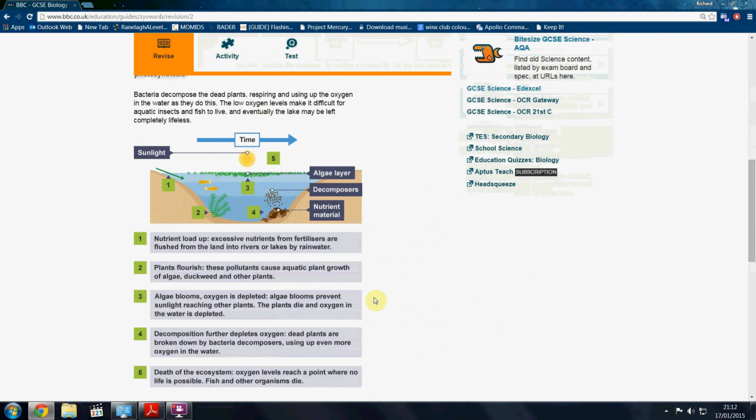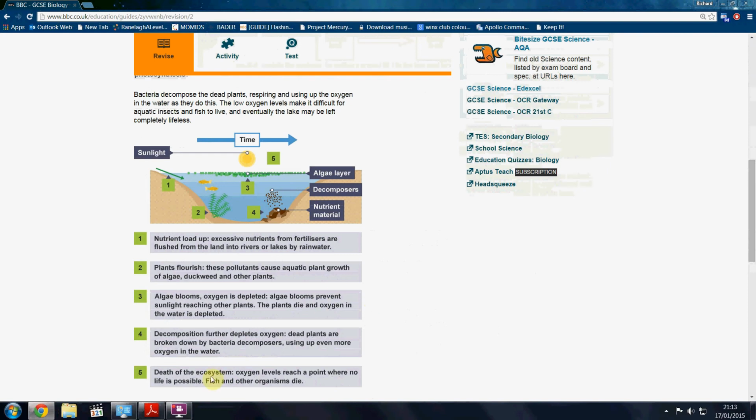Those plants then die, and they stop putting oxygen in the water because they can't photosynthesize anymore. Now they're dead, they're going to decompose, they're going to rot, and bacteria do that. But the bacteria use up oxygen themselves when they carry out that decomposition process, and that further depletes the oxygen in the water. The final stage of eutrophication is that the oxygen levels get so low in the water, no life is possible, and everything in the pond dies.